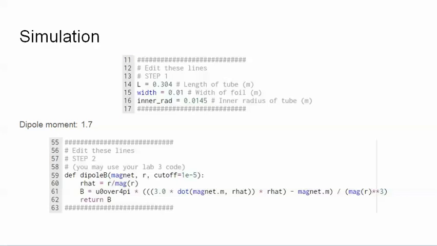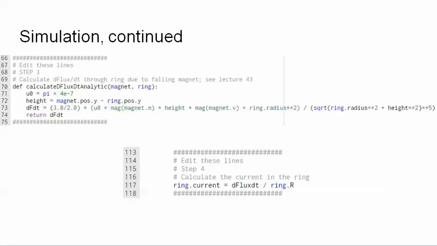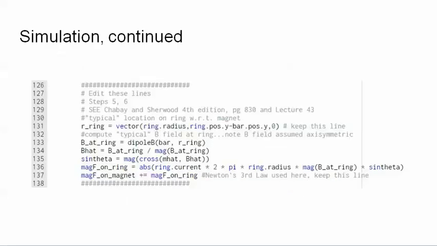Next, I completed the function to calculate the magnetic field as it changed over time. Using Faraday's law, I derived the induced current from the magnetic flux. From the magnetic field, I used the Biot-Savart law to calculate the magnetic force being applied on a ringed section of the conductive tube, and therefore, from Newton's third law, the force the ring was applying to the falling magnet.